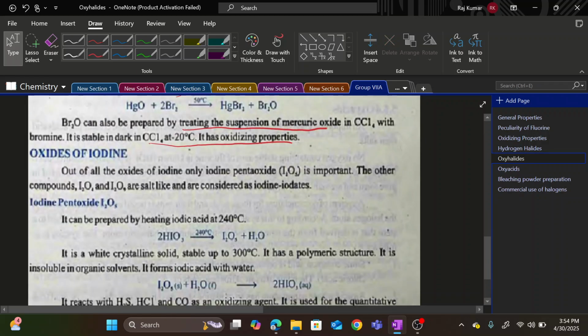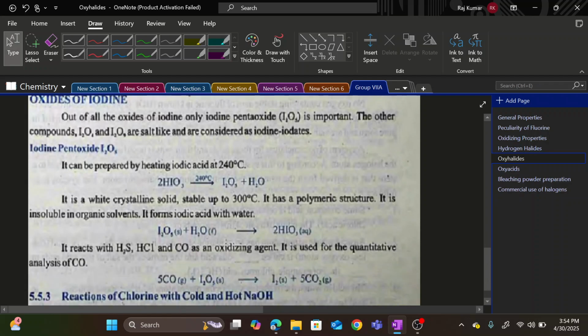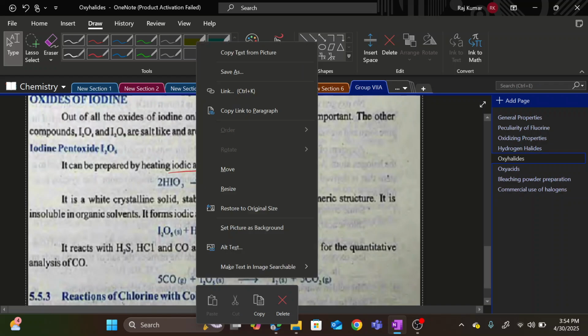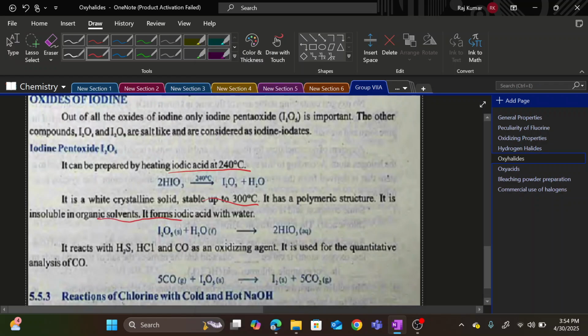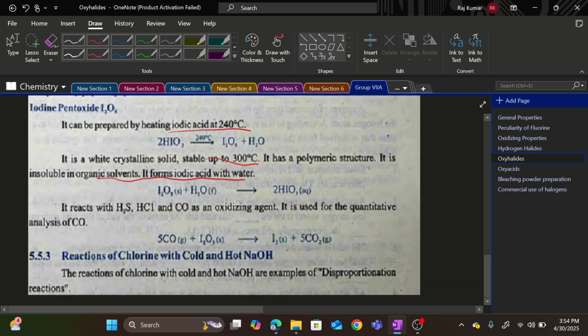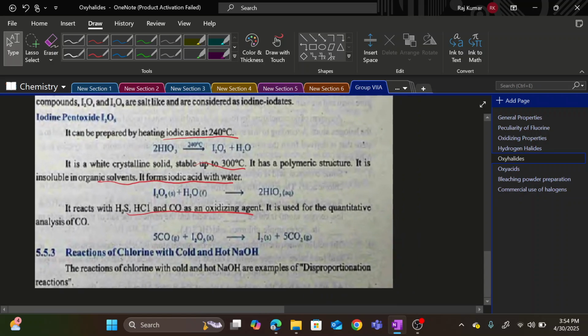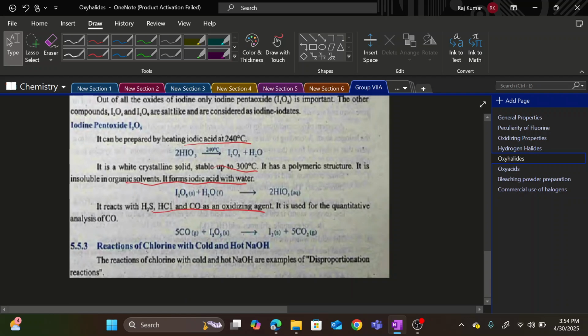It has oxidizing properties. Oxides of iodine can be prepared by heating iodic acid at 240 centigrade. When we heat iodic acid at 240 centigrade, we get iodine pentoxide, which is a white crystalline solid, stable up to 300 centigrade, with a polymeric structure, and is insoluble in organic solvents. It forms iodic acid with water, and it reacts with hydrogen sulfide, hydrogen chloride, and carbon monoxide to produce carbon dioxide and iodine. It is also used for quantitative analysis of carbon monoxide.